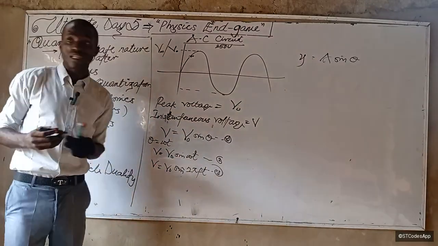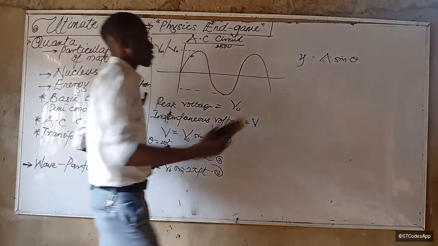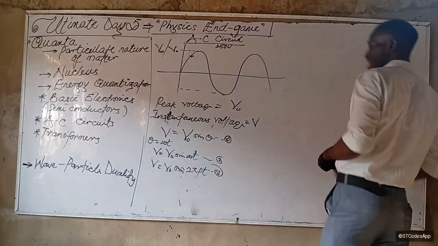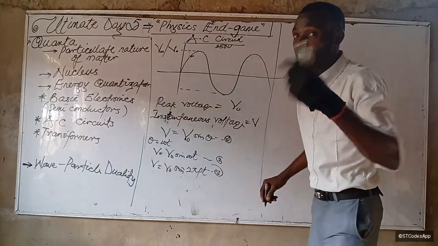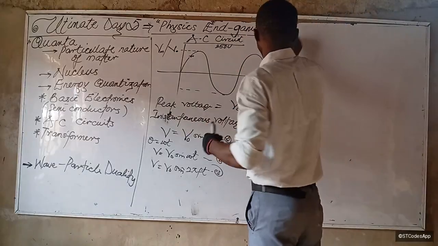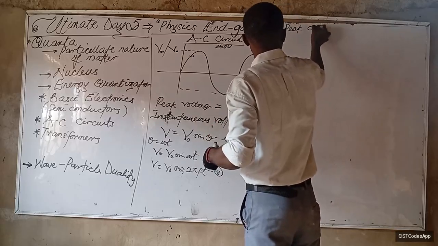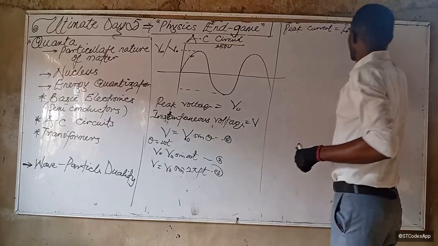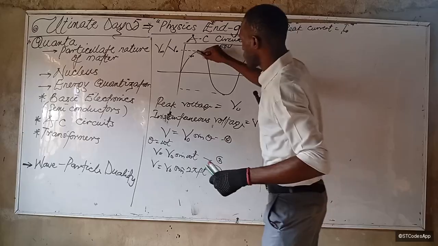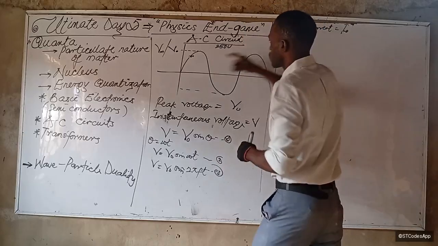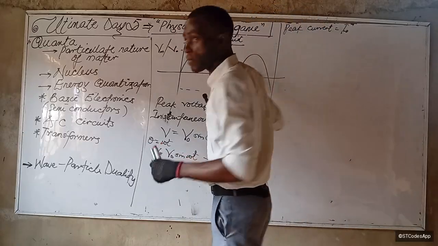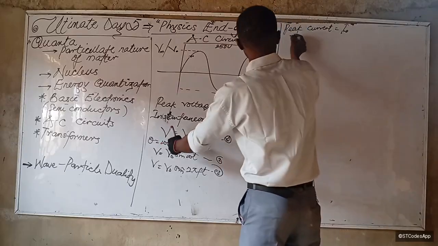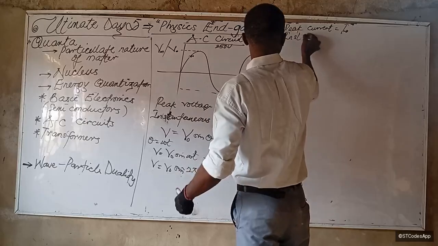So if voltage is oscillating, it makes sense to say that current is also oscillating. So in like manner, we are going to have instantaneous current and peak current. So the peak current or maximum current is going to be I sub naught. Is that okay? Which is this point on the graph if we change it to a current graph.